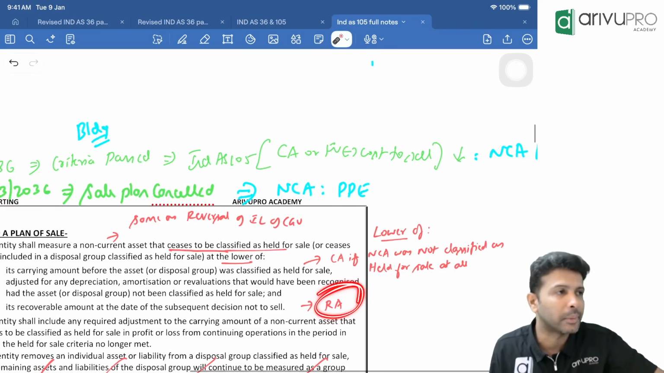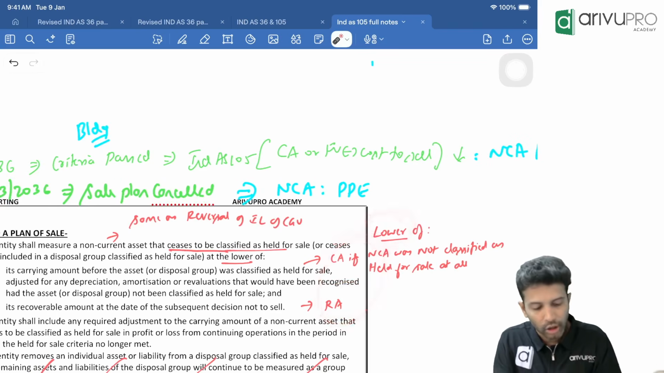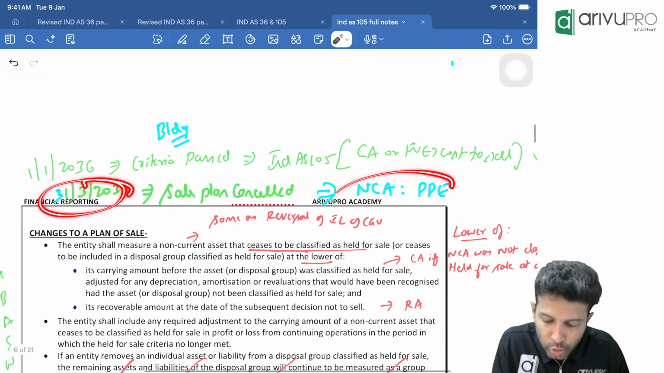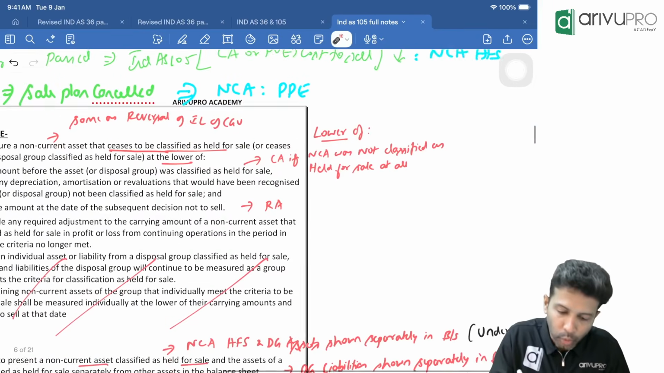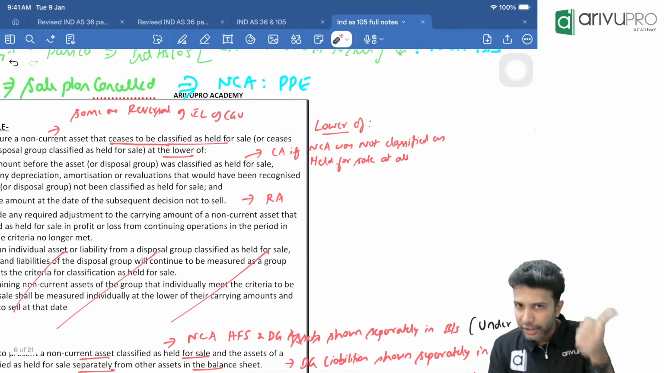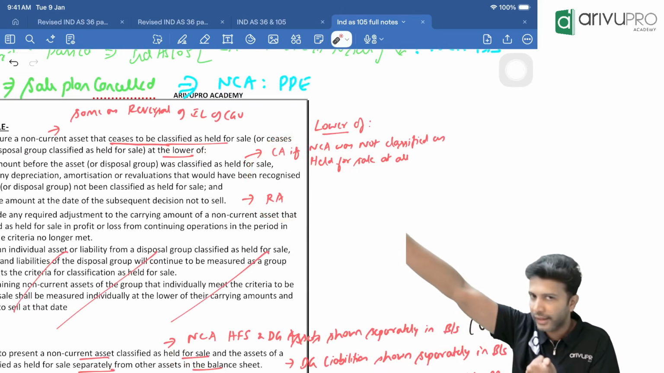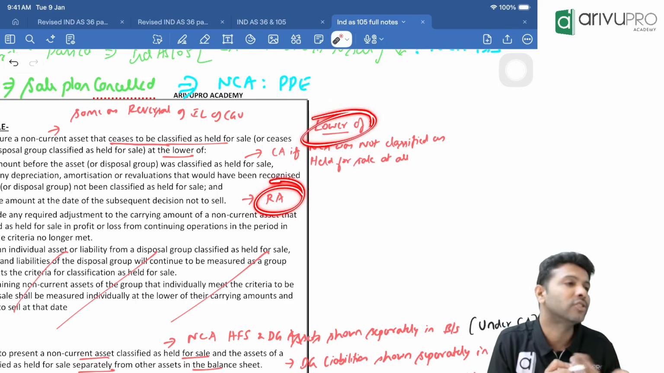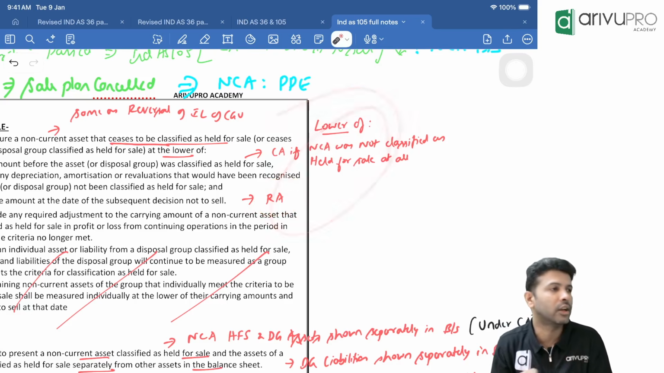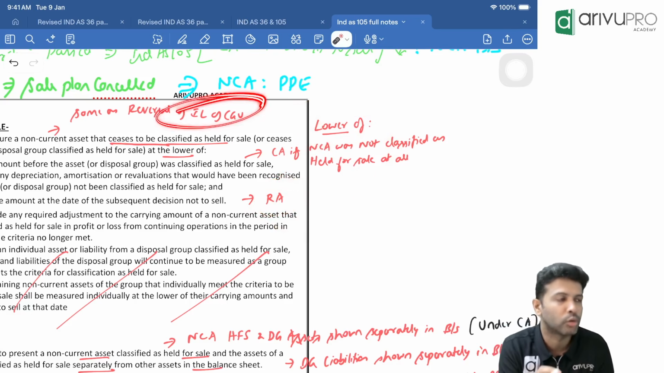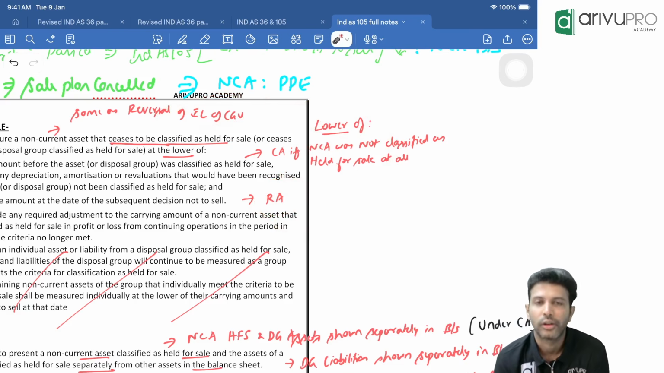Second one is recoverable amount, whichever is lower. So on 31st March, you will show this asset as PPE at the lower of these two amounts. You need to find the carrying amount if Ind AS 105 was not at all applicable from the beginning, or the recoverable amount, whichever is lower. Same as your reversal rules, or reversal of impairment rules of CGU. That's all. We have one numerical question on this.